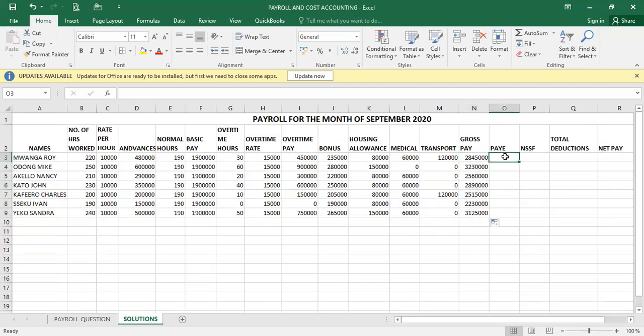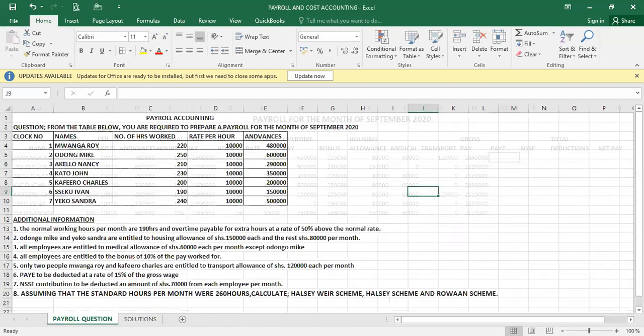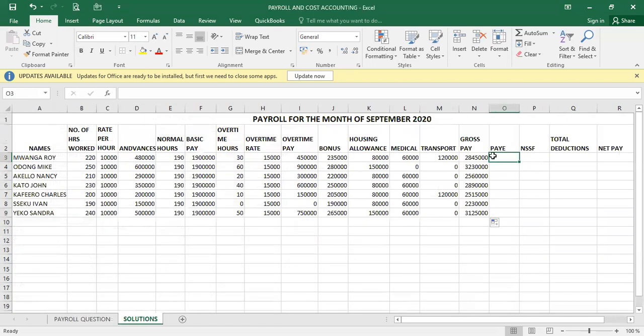Then we go to the PAYE. They gave us that PAYE is supposed to be deducted at a rate of 15% of the gross pay. So every employee is supposed to be deducted 15%. So we say 15% multiplied by our gross pay. Press enter, then you can double click. That one is done.